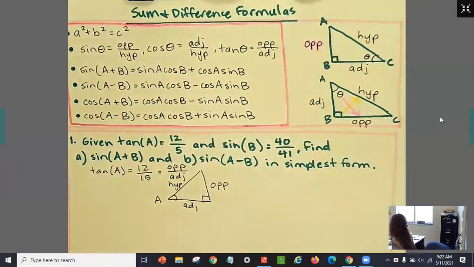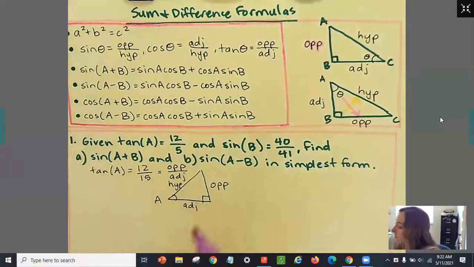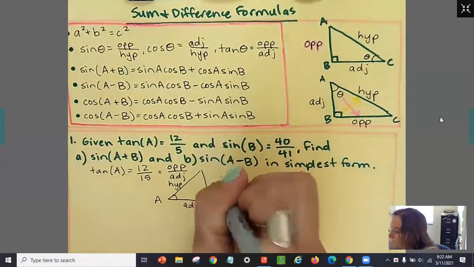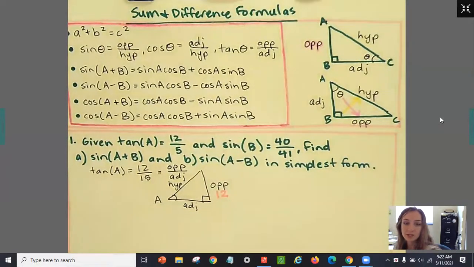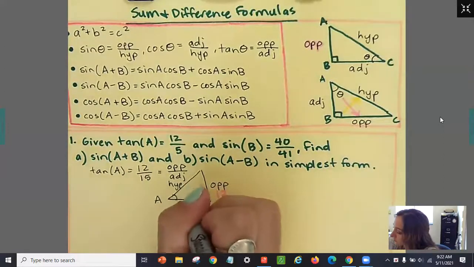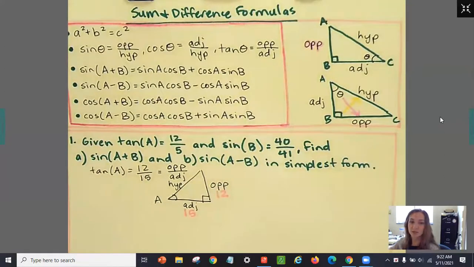Okay, so now that we know our different sides that we have labeled, we can go ahead and start putting our values here. We know that the opposite side is 12, and our adjacent side is 15. So this side is 12, this side is 15, and now we can find the hypotenuse by doing a squared plus b squared equals c squared, and we'll solve for that other value.